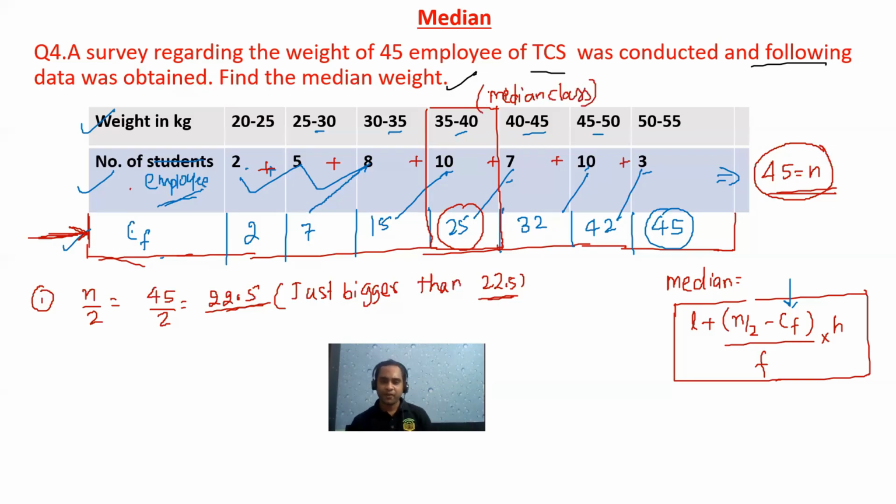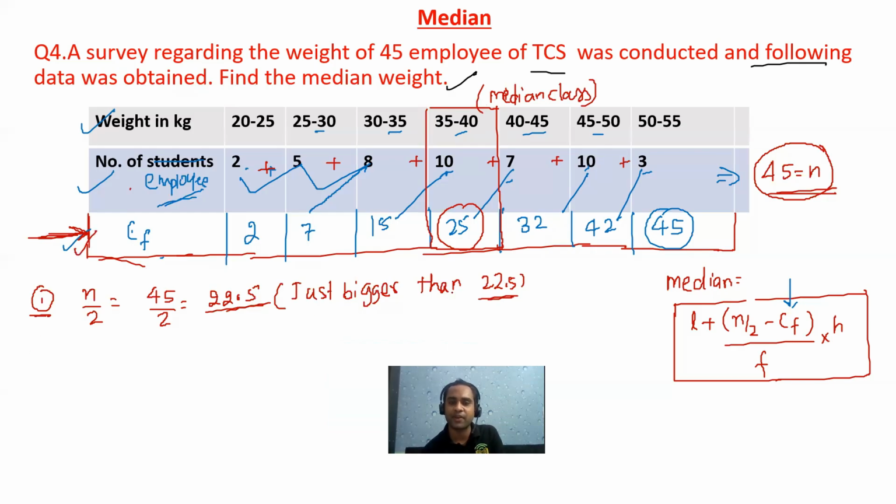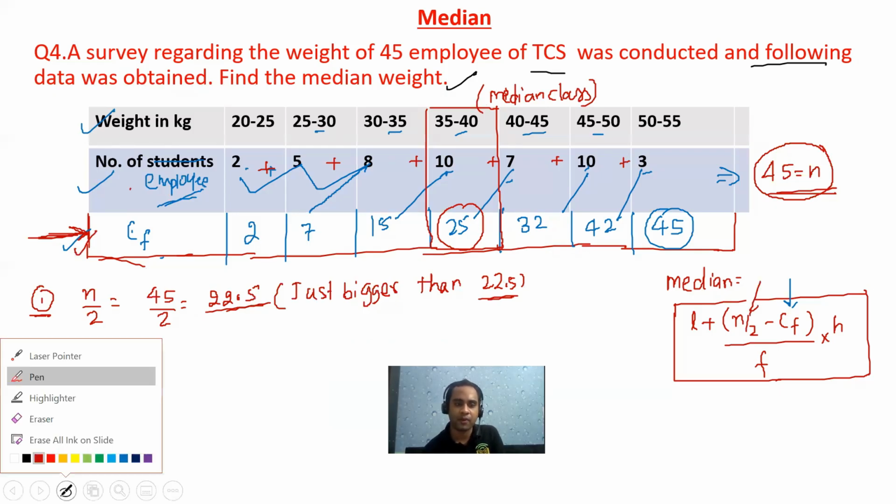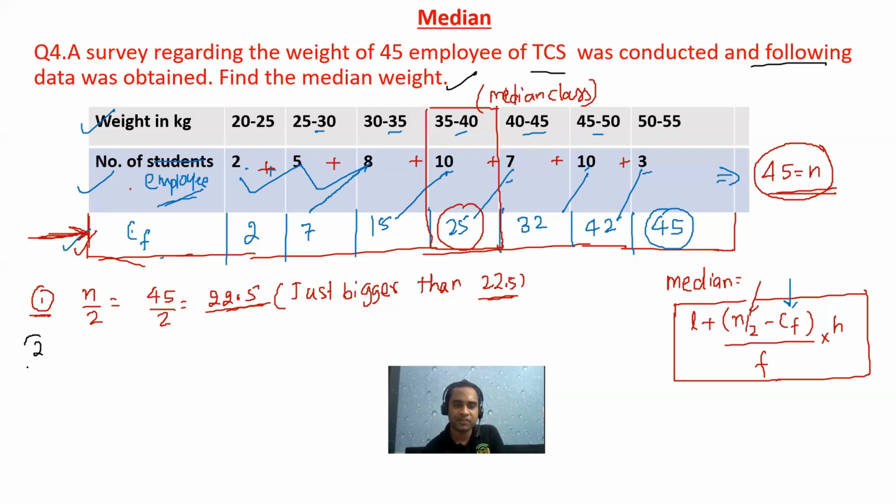Okay, so the first thing we have to do is calculate the cumulative frequency. Once we get the cumulative frequency, then we calculate N by 2, which we have already got. Now we have a few more things to calculate. What is L? L is nothing but the lower limit. So what will L be? In the median class, see L: what is the lower limit?